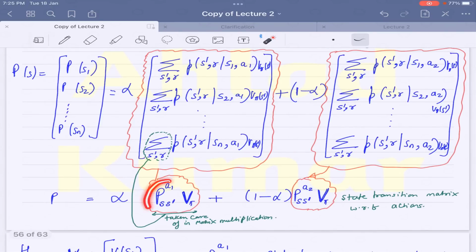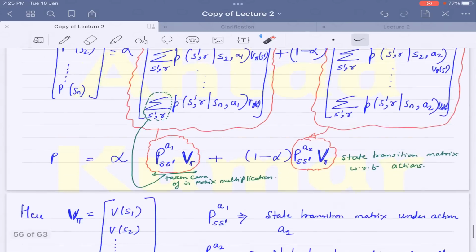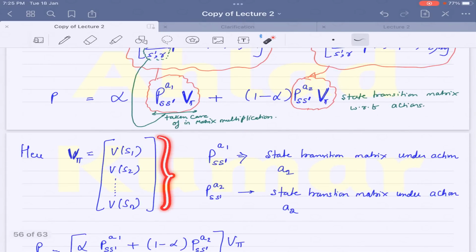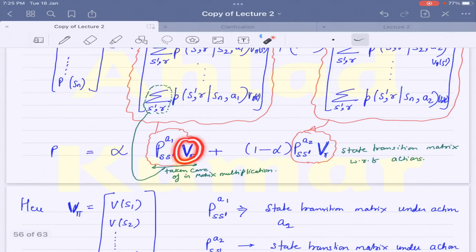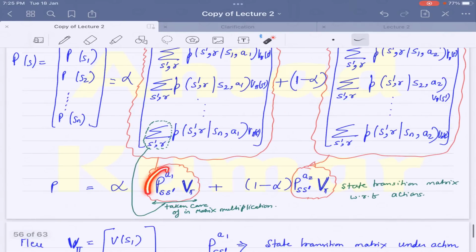We will have this probability transition matrix, which we are denoting as P superscript A1 subscript S prime. And we have a vector which is V pi. V pi is a one-dimensional column vector, which has the value functions for all these states available. So if you take this matrix V pi here, and this is the state transition matrix, which we have already studied so many times.